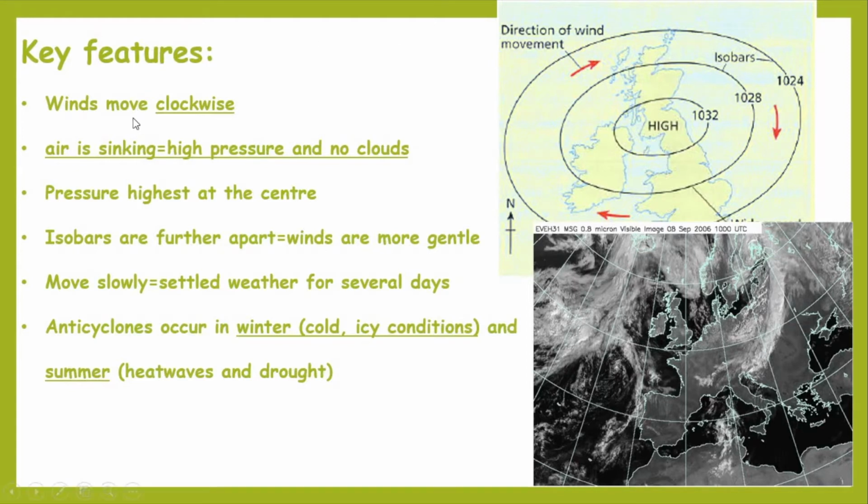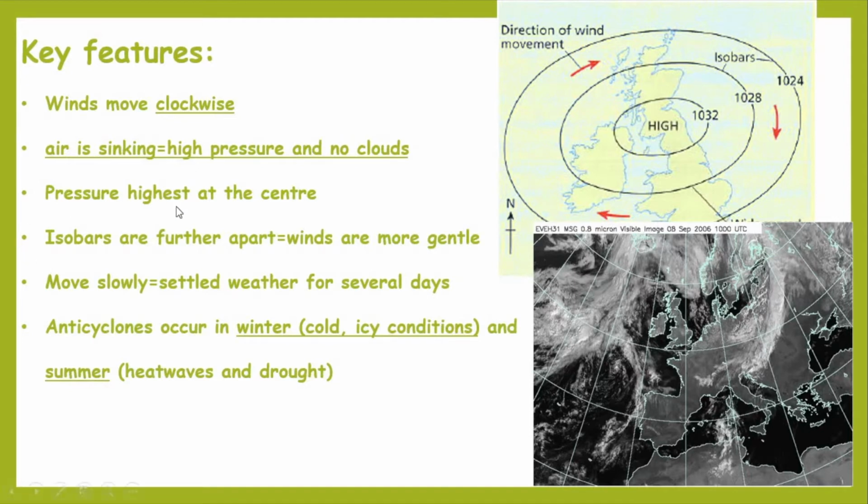So in a depression, you've got anti-clockwise, high winds, rising air, cloud and rain. In an anticyclone, you've got sinking air, high pressure, no clouds, no rain. Okay, so your winds are moving clockwise. The air is sinking to give high pressure. Remember, I tried to get you to imagine as if the air has a weight to it. So as that air is sinking, it presses down on the Earth's surface, and that's why we call it a high pressure system.